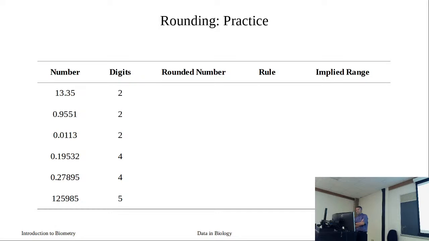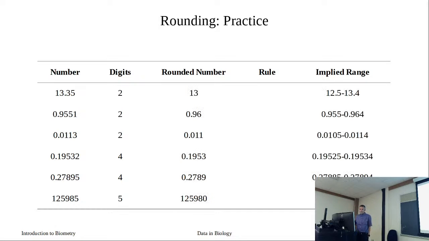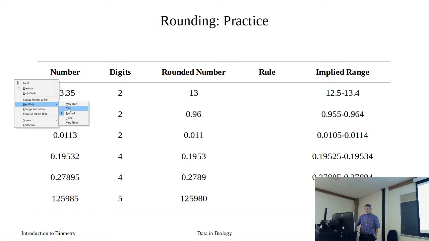I'm gonna have the implied ranges up here too. We'll talk through them. All right, so rounded numbers. Here's our target digit. This is our target digit right here. That's our 2 digits. That's where we're targeting. So we go to the next one. Is it less than 5 or greater than 5? Less than 5, right? We leave our number alone. So our rounded number is 13.